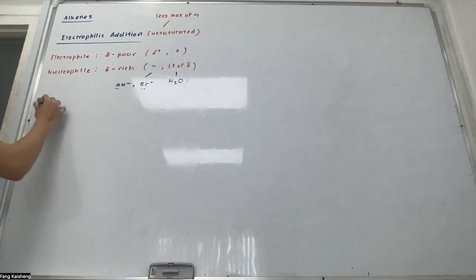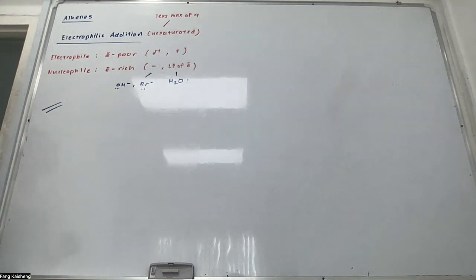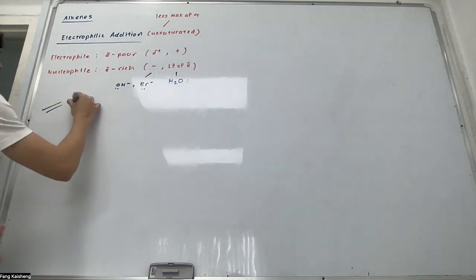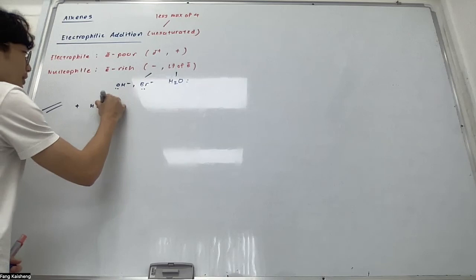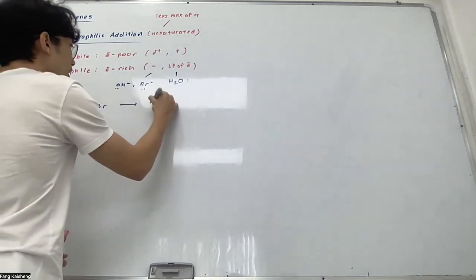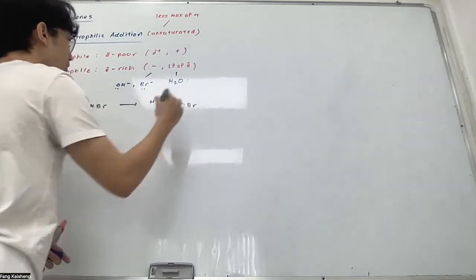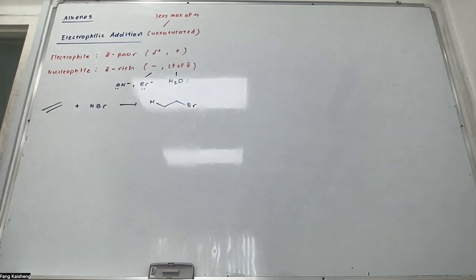So just to make things a bit more simple, I'm just going to draw a 2-carbon alkene. And this guy is going to react with HBr. And I want you guys to just take note, just notice what happens to me. Can you just tell me what you observe over here? What happened to the molecule? Just tell me what happened.